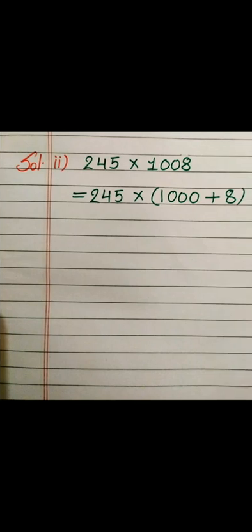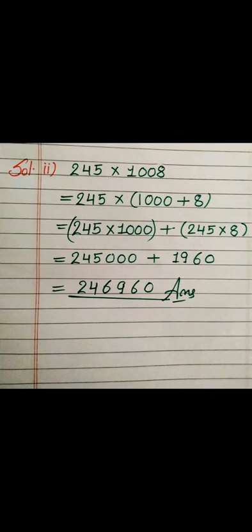It is 245 into 1008. Now again this 1008 can be split as 1000 plus 8, and this 245 will multiply with both the numbers of the bracket, like first 245 into 1000 plus 245 into 8. Then after multiplication and then addition, we will get the result.